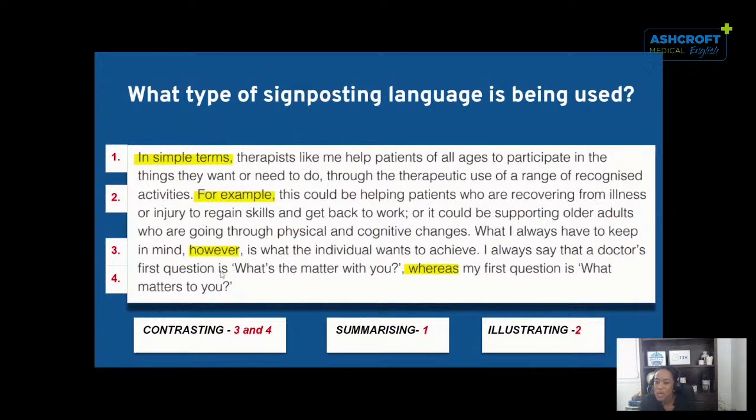And then she moves on to really contrast some ideas. So first of all, she talks about the example of what occupational therapy involves. Then she uses this signposting language, "however," to let us know that she has said something that contrasts. And then again, she says something that contrasts with what she has said previously. We'll come back to this, okay? But moving on for now.